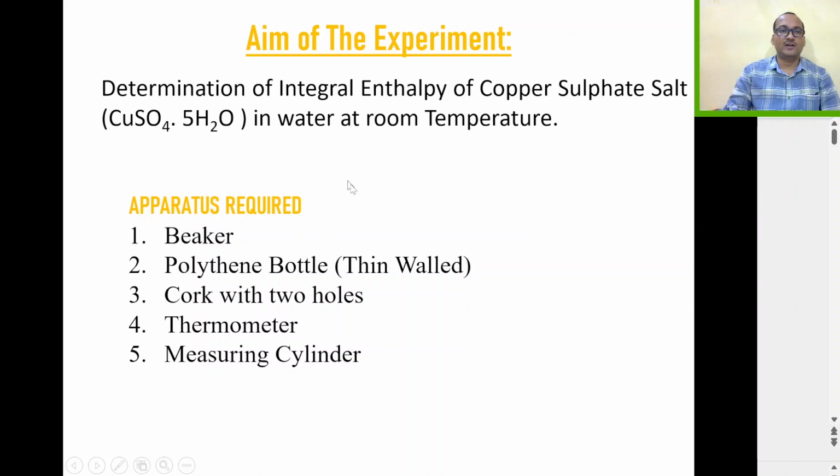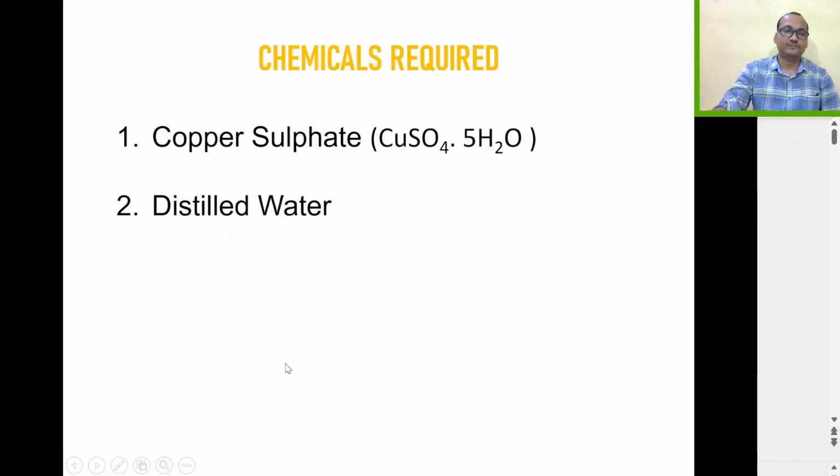So what is the apparatus required? Beaker, polyethylene bottle, thin walled, cork with 2 holes, thermometer, measuring cylinder and stirrer. So what are the chemicals required? Copper sulfate and distilled water.